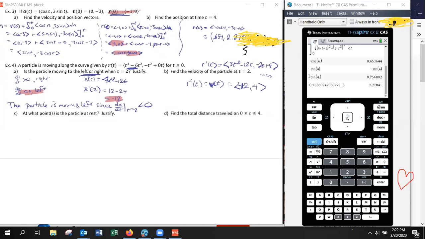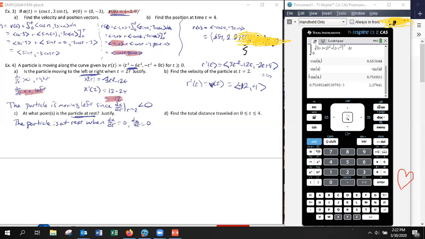At what point is the particle at rest? Let's go ahead and write this. The particle is at rest when dx/dt equals 0 and dy/dt equals 0 at the same time.